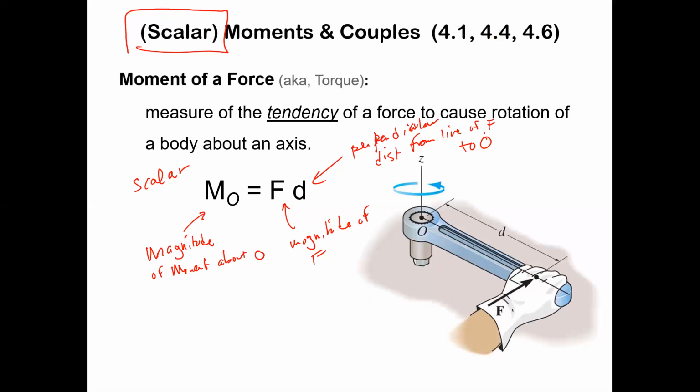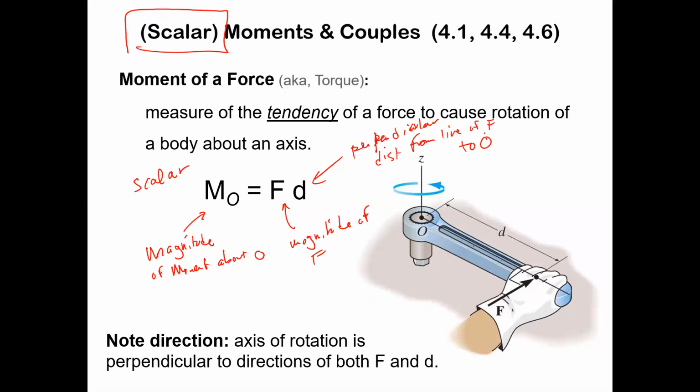Can you say the radius? It's not appropriate to say radius because a radius implies a circle or arc. Yeah, it's a moment arm. Although we're going to use R for the position. It's going to be a position vector in 3D, so there'll be R. But R doesn't mean radius; it means position. And the axis of rotation is perpendicular to the directions of F and D, which is what the cross product is going to do for us when we work with vectors. But we're just not worrying about that right now. We're just doing scalar.